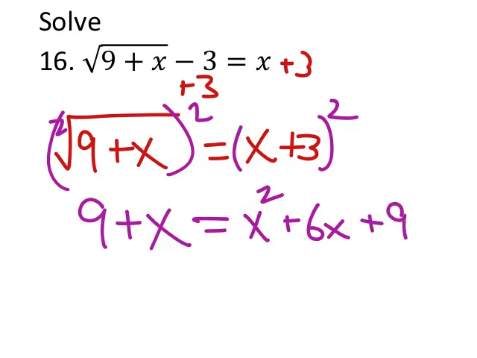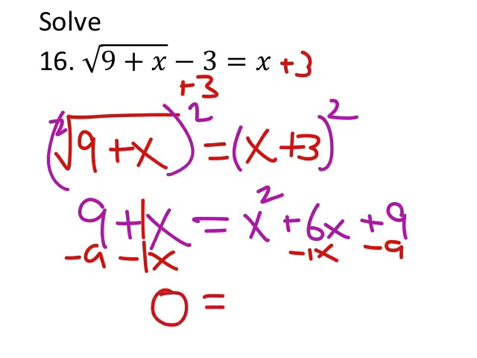plus 9. Now what we want to do is combine both sides rather, so that they're on the same side. I'm going to subtract x from both sides, or 1x. And then I'll subtract 9 from both sides. What this does is it'll give us those zeros. So we've got x squared plus 5x, and the 9's cancel out there.